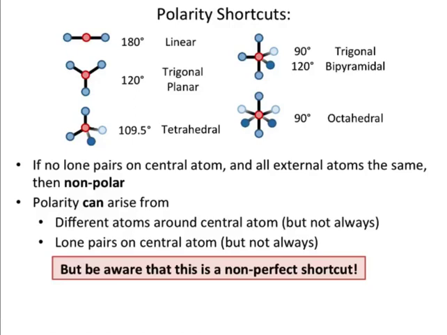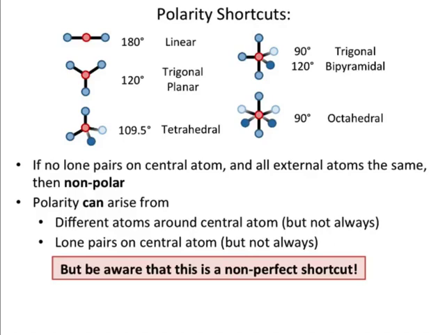So you can shortcut this process of determining polarity and get it right about 85-ish% of the time. So let's talk about that. First of all, up here I have the types of geometries that we cover in Chem 8: linear, trigonal planar, tetrahedral, trigonal bipyramidal, and octahedral. And the numbers here are the bond angles. So if you have no lone pairs on the central atom and all the external atoms are the same, then it's nonpolar. Because in all of these shapes, the atoms on the outside will all oppose each other in space. It's a little hard to see for the trigonal bipyramidal one, but it's true there too.